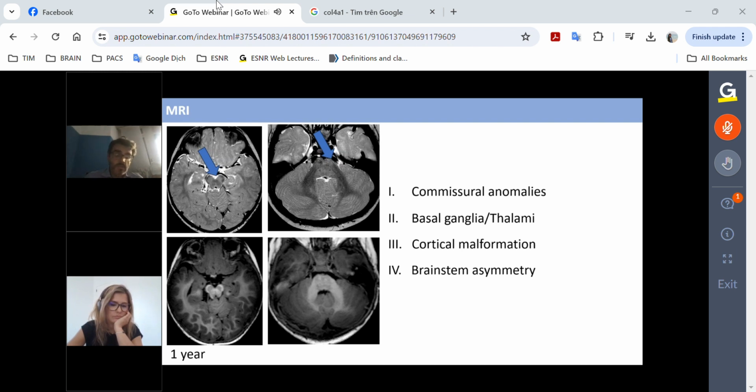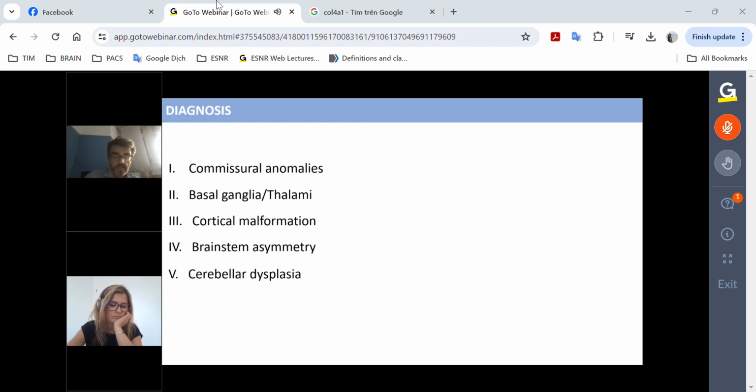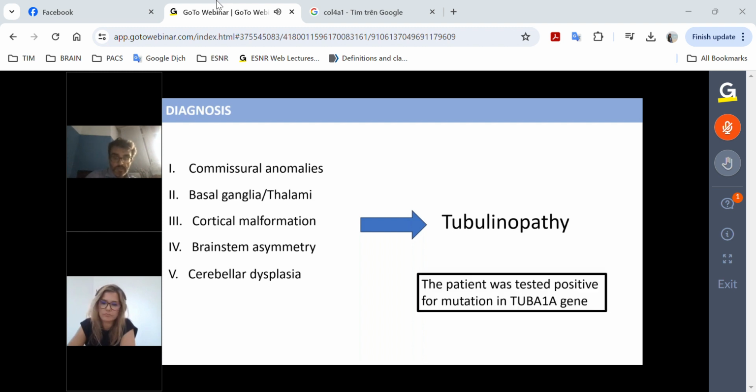This fetus, this kid could have something more, could also have an abnormality of the cerebellar cortex, so a cerebellar dysplasia. And if you put all these elements together, these 5 elements, combining them as you like, you can come up with the diagnosis and suspect the diagnosis, which is in this case a tubulinopathy, so a mutation in a tubulin gene. And actually the patient was tested positive for a mutation in the TUBA1A gene.